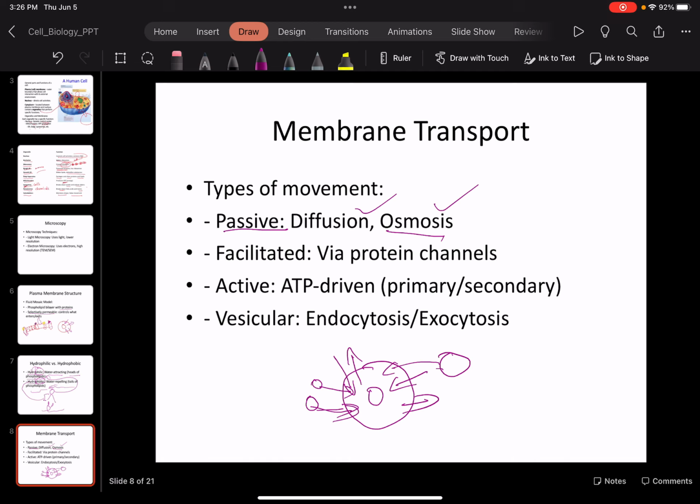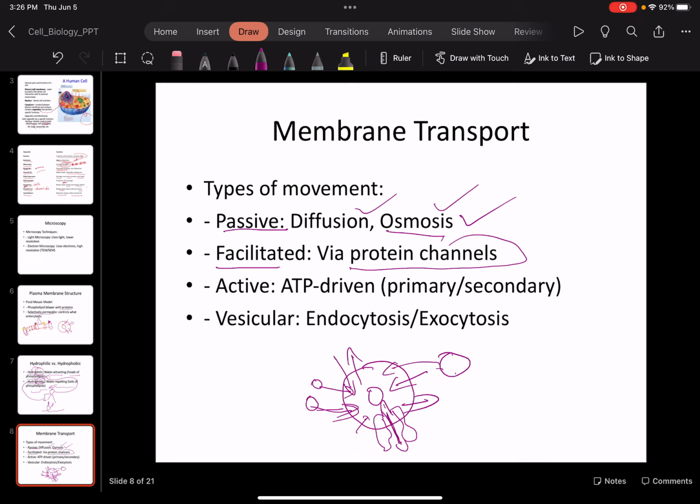Water moving from higher to lower is osmosis. Chemicals moving from higher to lower is diffusion. Then protein channels facilitate that movement. Some protein channels allow things to go in and out, things that cannot go through the plasma membrane, so they allow them to go through that channel.